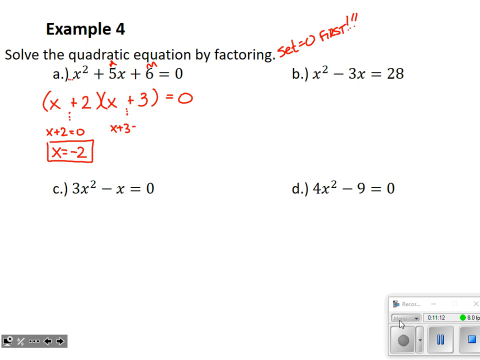But again, to see the zero product property at work, what would make that second factor 0 if x were equaling negative 3? So we get those two solutions for this problem. When it says solve, I better be saying x equals at the end of the problem.